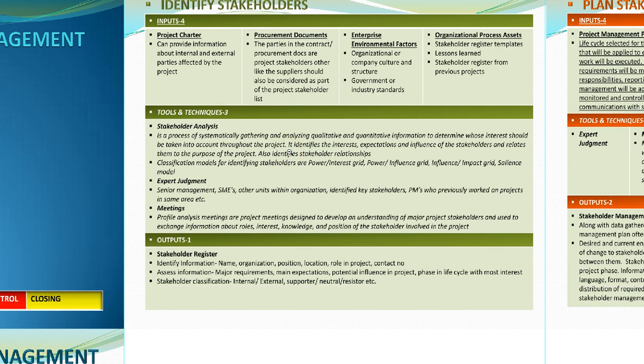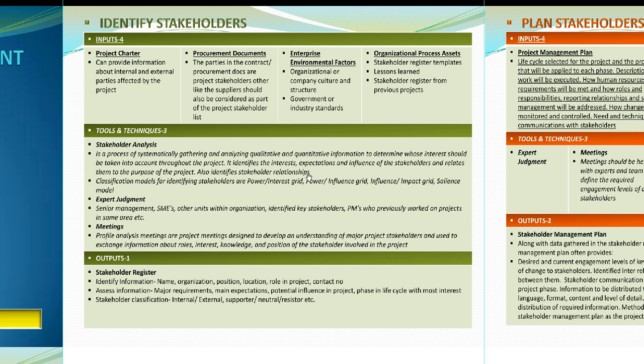Now, how do we identify stakeholders? What tools and techniques do we use to identify these stakeholders, and what is the output? Once I identify all the stakeholders, what I'm going to come out with is a document called the stakeholder register, where I have all the stakeholder information, as in which organization they work for, what is their position in the organization, where do they work, what is their role in the project, how are they going to help us in the project, what is their contact information, what deliverables are they going to be a part of, in what part of the life cycle are they going to be a part of.